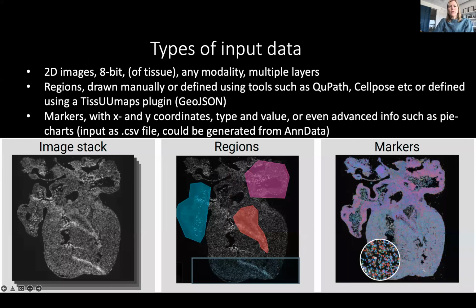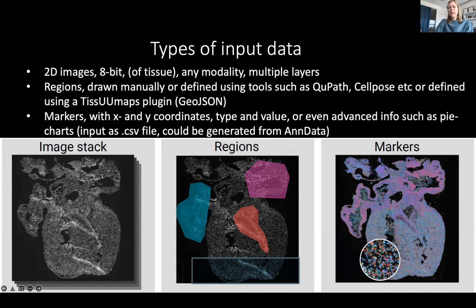So Tissue Maps allows for 3 types of input data. First of all, 2D images, where we limit to display 8-bit data, which means that 16-bit data would need to be rescaled. We use Bio-Formats for loading, and we can work with any modality or combination of modalities and multiple layers. It's also possible to add regions drawn manually or regions automatically defined by tools such as QuPath and Cellpose, or generated using one of the Tissue Maps plugins that I just showed.